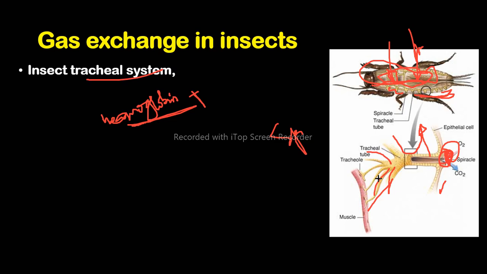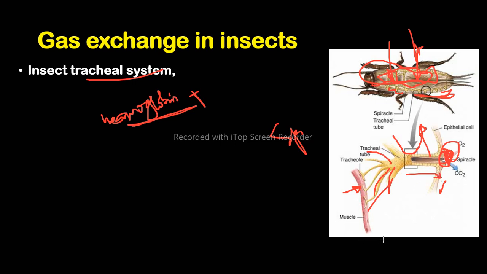Very many tubes called tracheals that distribute these gases directly to the tissues. And then they obtain the carbon dioxide from the tissues, and then they take away the carbon dioxide outside the body.